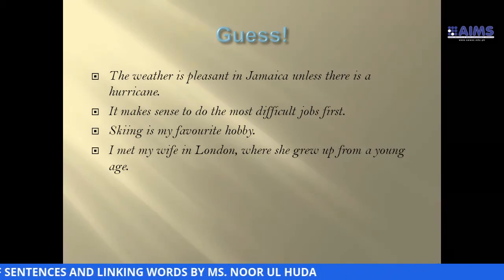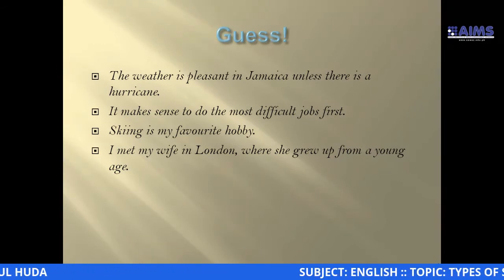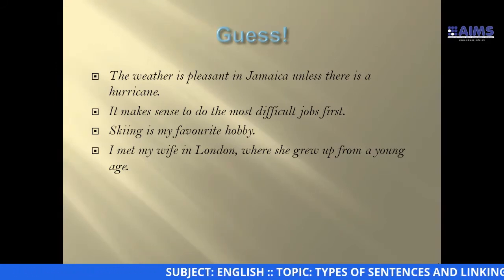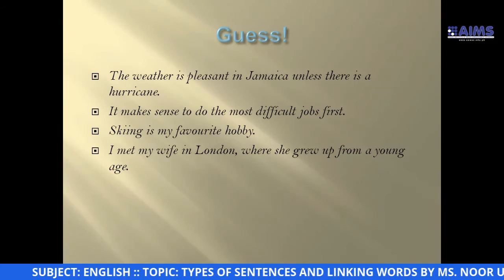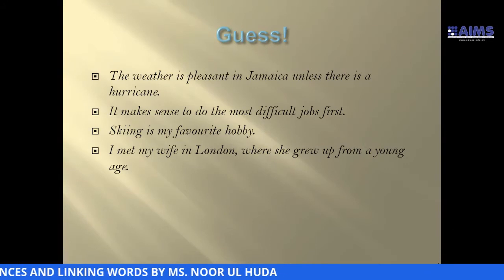Yes, it is a complex sentence. We can say complex. Why? Because a coordinating conjunction is not used in the sentence. There is a subordinating conjunction, where.